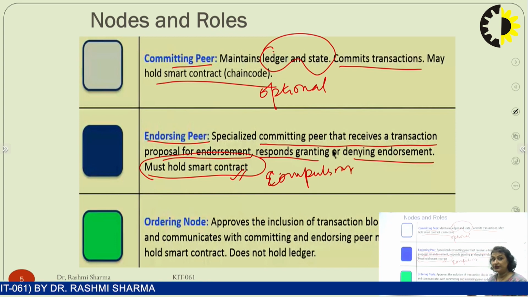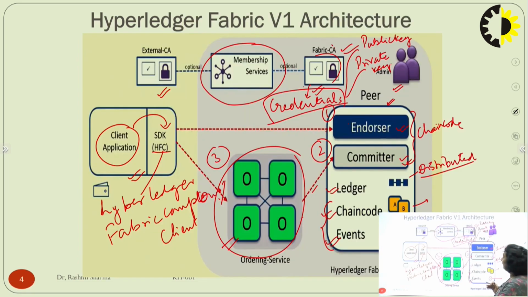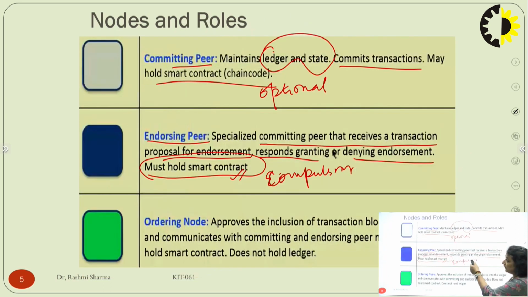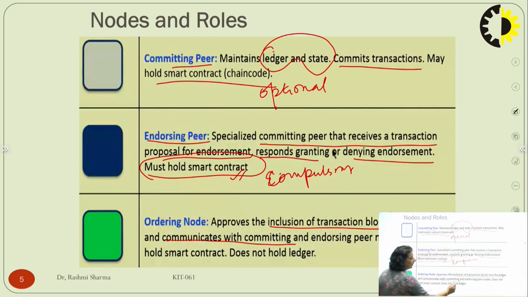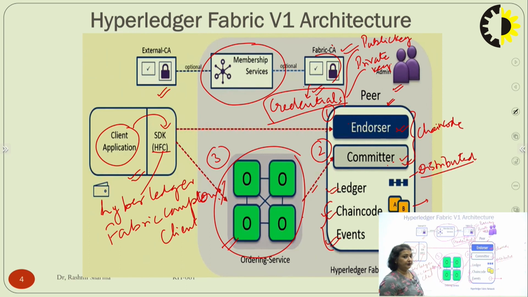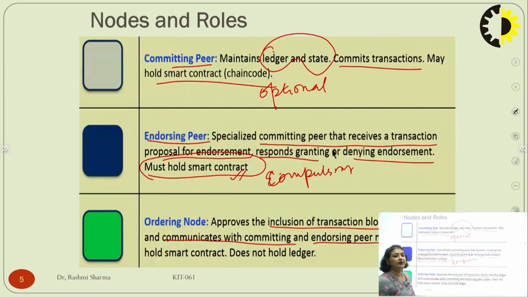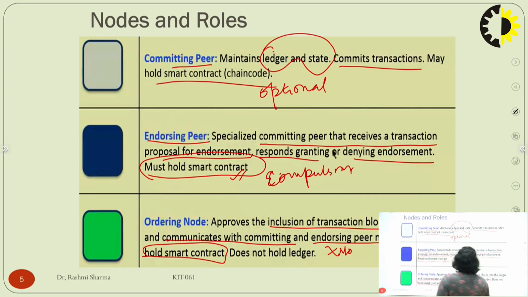Now comes the ordering node. The color of each and every node is in sync with what we have done here. The blues were endorsers, the grays were committers, and the greens were orderers. So here also the gray are the committers, the blue are the endorsers, and the green are the orderers. The orderers approve the inclusion of transaction blocks into the ledger, and then they communicate with committing and endorsing peers. When the same peer acts as an endorser and a committer, it would propagate that transaction to the orderers, and from the orderers to the committers. It does not hold the smart contract; there is no option for a smart contract or for a ledger. They don't have that ledger.